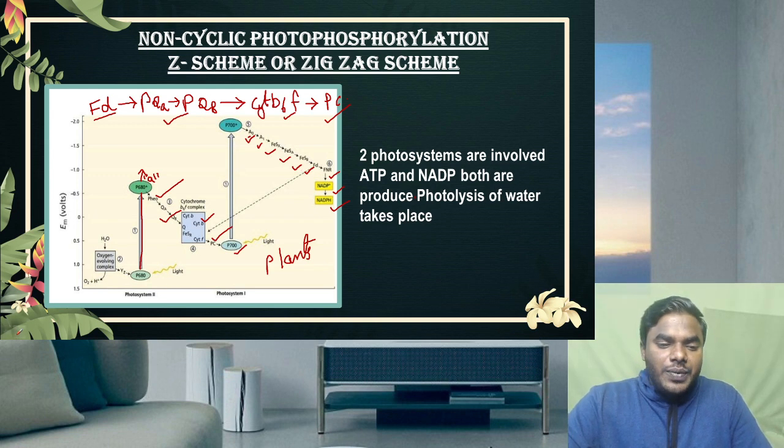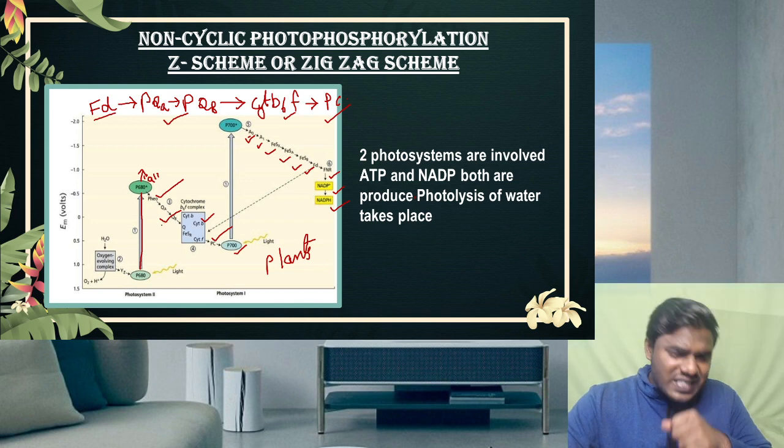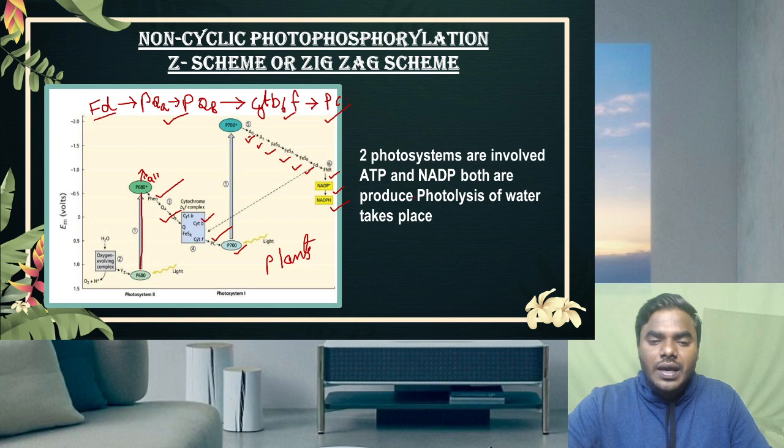First, P680 transfers the energy to the reaction center. The reaction center gets excited. The excited reaction center releases the electron. That particular electron is accepted by pheophytin. Now that pheophytin sends the electrons to quinone A, quinone B, cytochrome B6F complex, plastocyanin, P700. P700 then sends to A0, A1, iron sulfur X, iron sulfur A, iron sulfur B, ferredoxin, FNR. FNR is what? Ferredoxin NADP reductase, followed by NADP plus and NADPH.